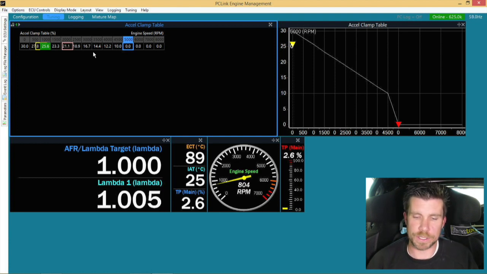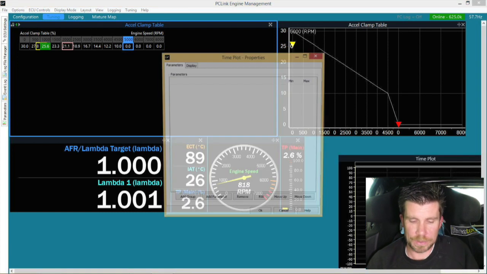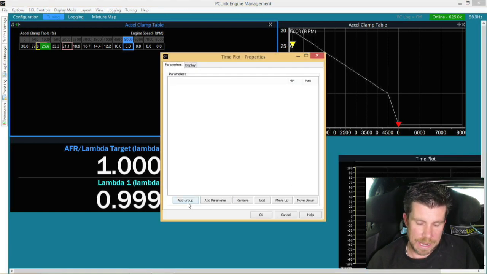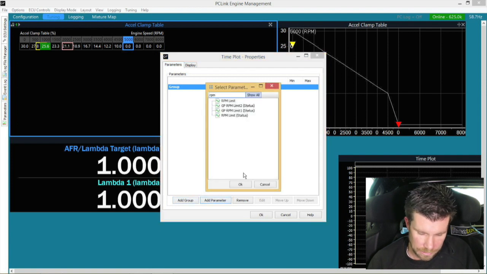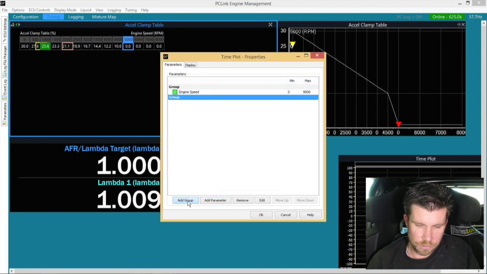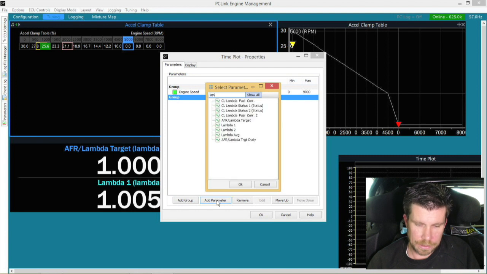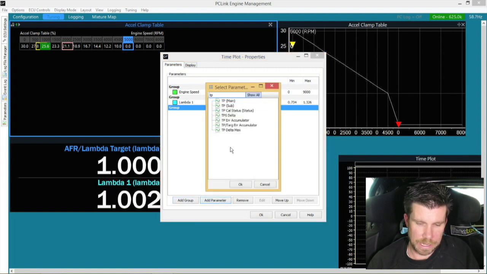There's another trick that I'm going to quickly show you that I find quite helpful when setting up the acceleration enrichment, and that's if we right click here and go new view and set up a time plot. What I'm going to do is add a group with RPM, engine speed. Then I'm going to add a group with my lambda. In this case I'm just going to look at lambda 1 for simplicity, and then I'm going to add a group and add TP main.